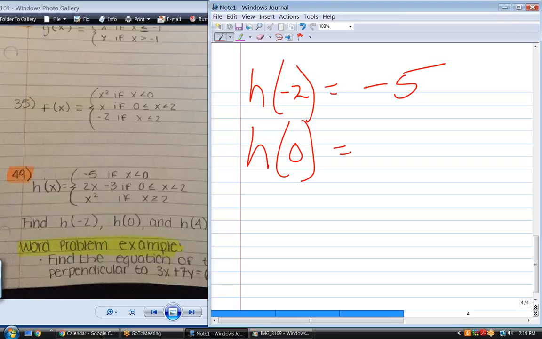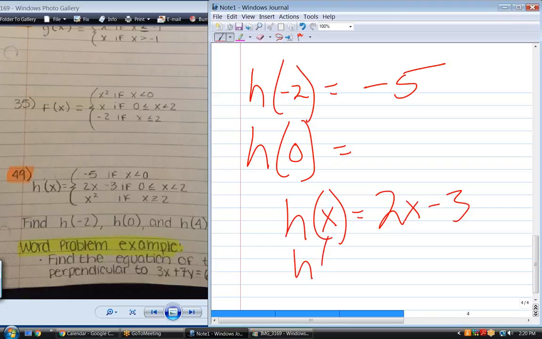H of 0, that would be the second one. Okay, but what's its value? In other words, how do you get its value? Okay, well, this is extremely important. Let's go over this. If h of x is equal to 2x minus 3, what's h of 0, and how do I get it? Plug in 0 for x. Right. That would be negative 3.